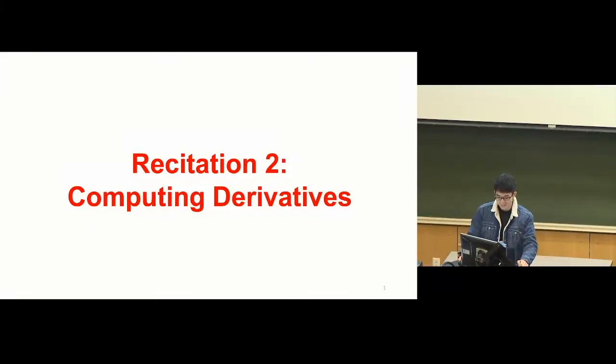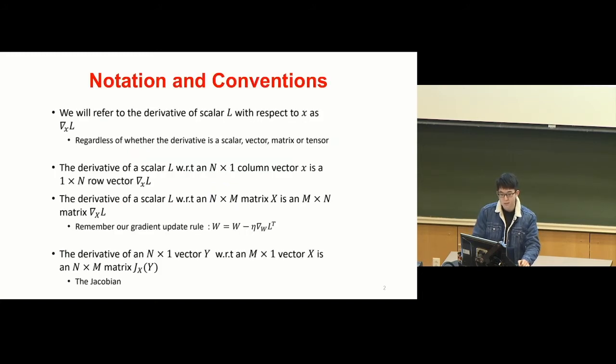We'll start again, and this is Recitation 2, and we are going to talk about computing the derivatives for vectors. Firstly, we will talk about the notations and conventions we will use in this recitation. We will refer to the derivative of a scalar L with respect to x as ∂L/∂x, and the derivative of a scalar L with respect to a column vector x of size n cross 1 is a 1 cross n row vector. Here the shape of the derivative will be transposed.